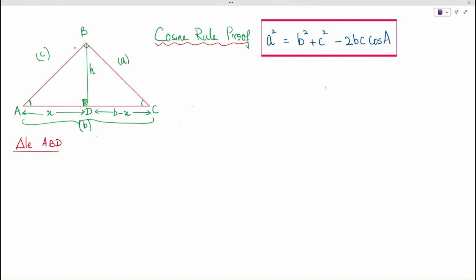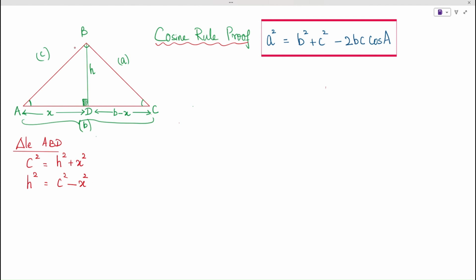So by using Pythagoras, we get c squared equals h squared plus x squared. We can rearrange this to give us h squared is equal to c squared minus x squared.